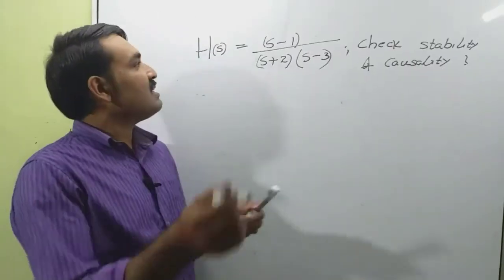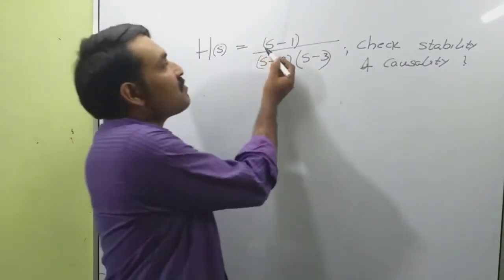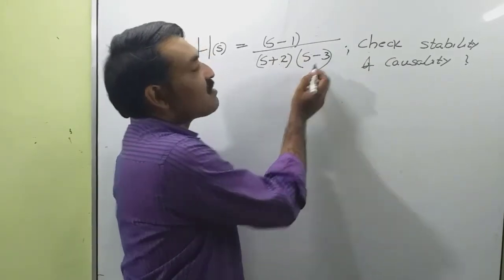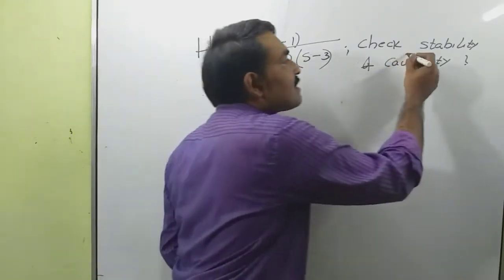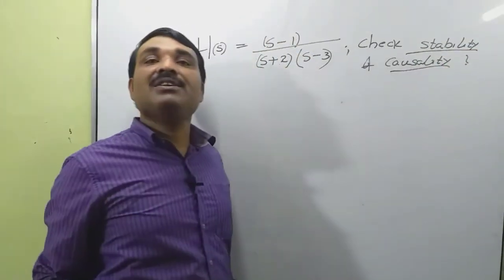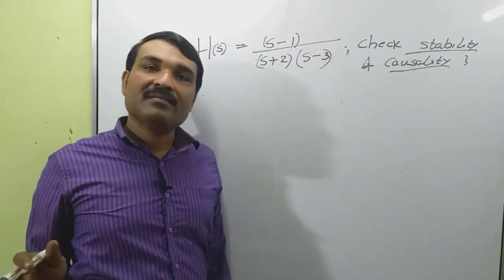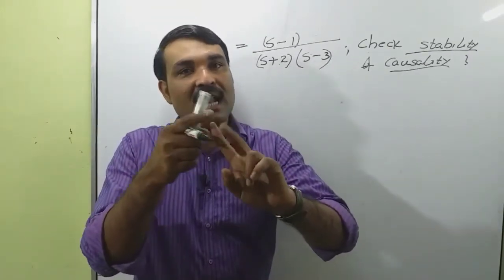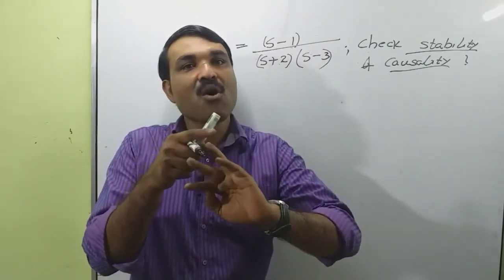So our question is H(s) = (s − 1) / ((s + 2)(s − 3)). Check the stability and causality of the system. Now, we want to check whether the system is causal, anti-causal or non-causal.